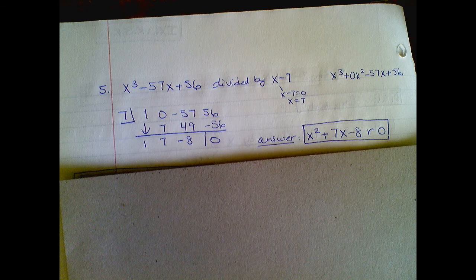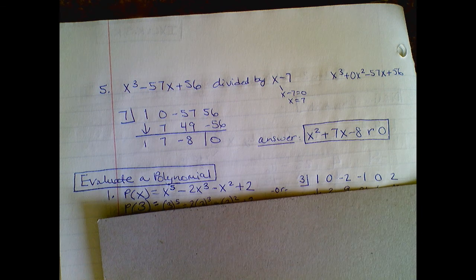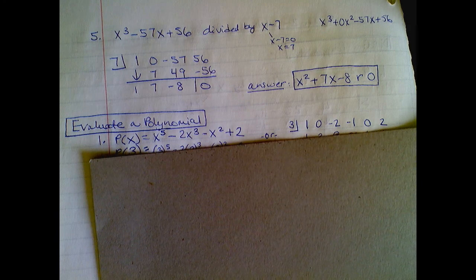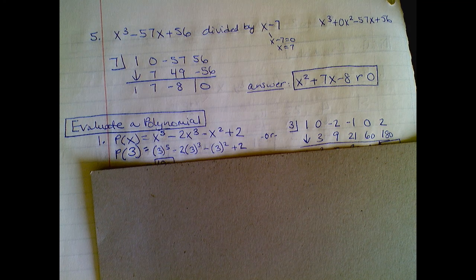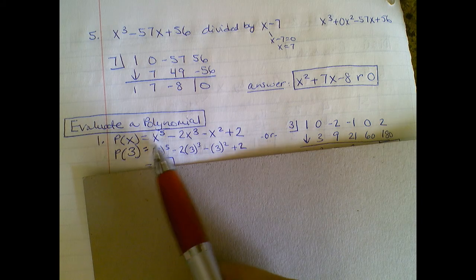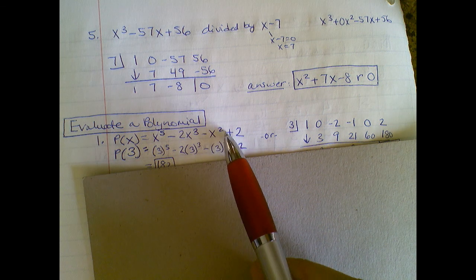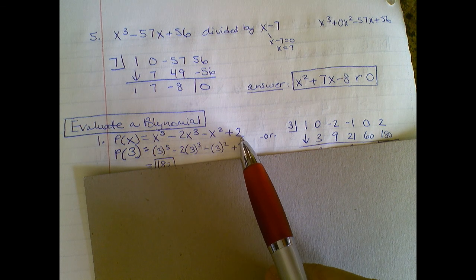And the last type of example we're going to go through, there's two different methods you can use. So it says evaluate a polynomial. So it says p of x equals x to the fifth minus 2x cubed minus x squared plus 2. And it says find p of 3. So they're telling us x equals 3.